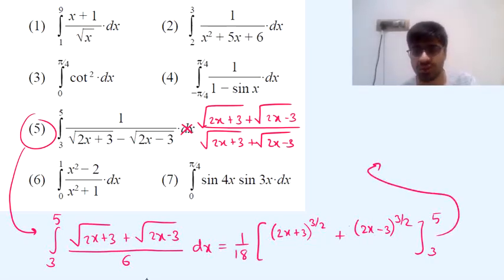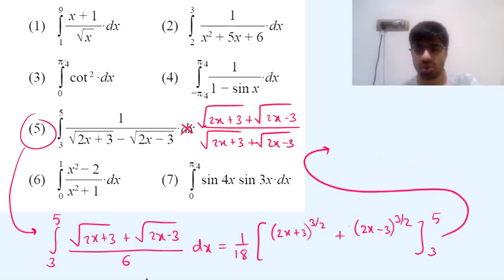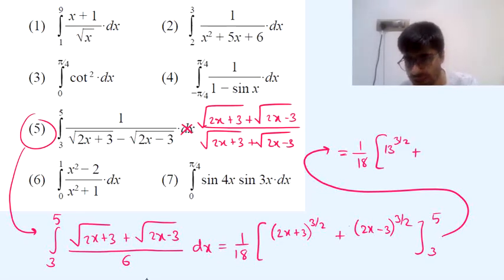Okay, I think we can solve it further now. So solving it further will give you 1 by 18. Put a 5 first. So that's going to give you 13 power 3 by 2, plus that's 7 power 3 by 2. From that we are subtracting 3 into 2, that's 6 plus 9, so 9 power 3 by 2. And again you will be subtracting, that would be 3 power 3 by 2.